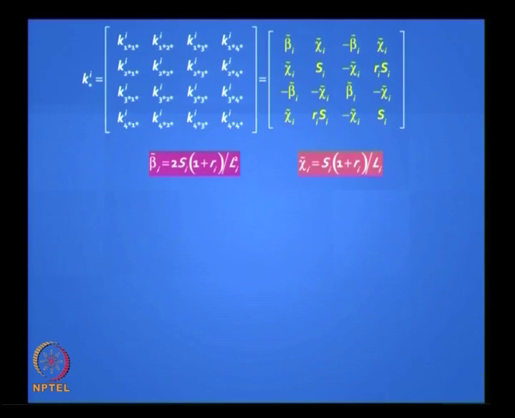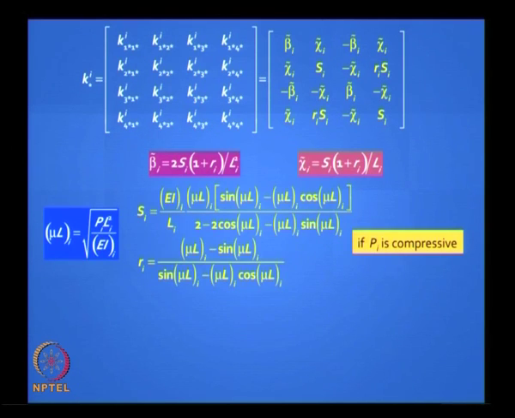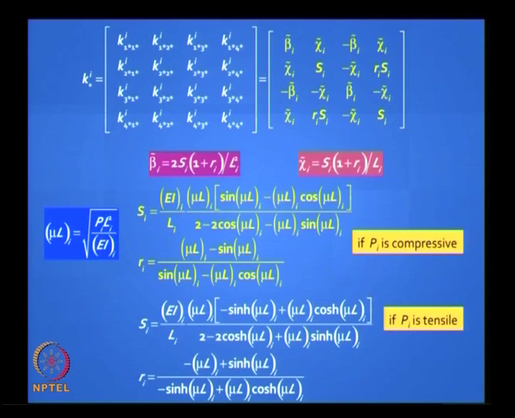Okay. So we have this familiar form of the 4 by 4 element stiffness matrix, and we can easily generate all the parameters. If the axial force is compressive, you have it in this form. If the axial force is tensile, you have it in this form. Now all this we are familiar with. We have actually used this when we did the slope deflection method, except that in the slope deflection method we used what is equivalent to the reduced element stiffness formulation.